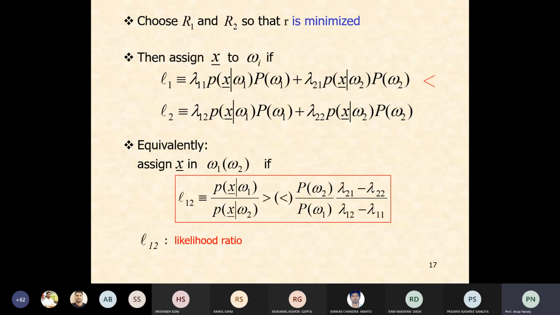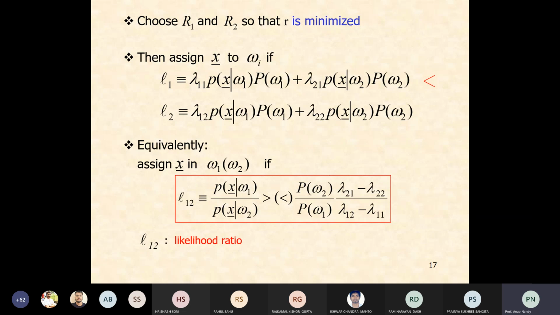You assign x to wi if L1 is less than L2, which is nothing but (λ21 minus λ22) within brackets P(x|w2) P(w2) less than (λ12 minus λ11) within brackets P(x|w1) P(w1). You can simply do it. You are just bringing all the terms to the left hand side, and bringing back all the terms to the right hand side in such a way that this can be formulated.